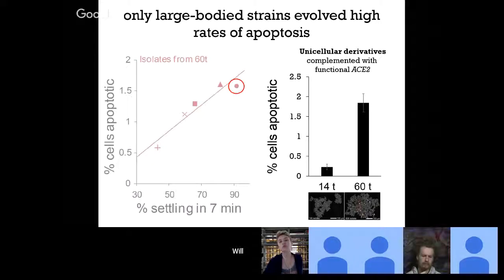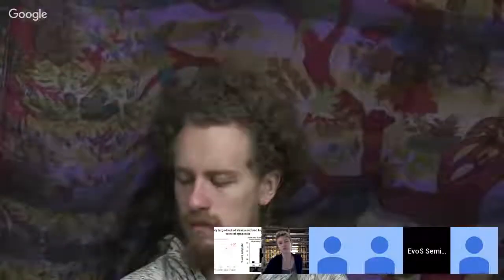These unicellular yeast think they're still snowflakes. They were evolved as snowflakes for 500 generations, and then we genetically engineered them to grow as single cells. So they don't really know that they're not a snowflake anymore, and they're just doing whatever their genetic programs tell them to do, which in this case is 2% programmed cell death.